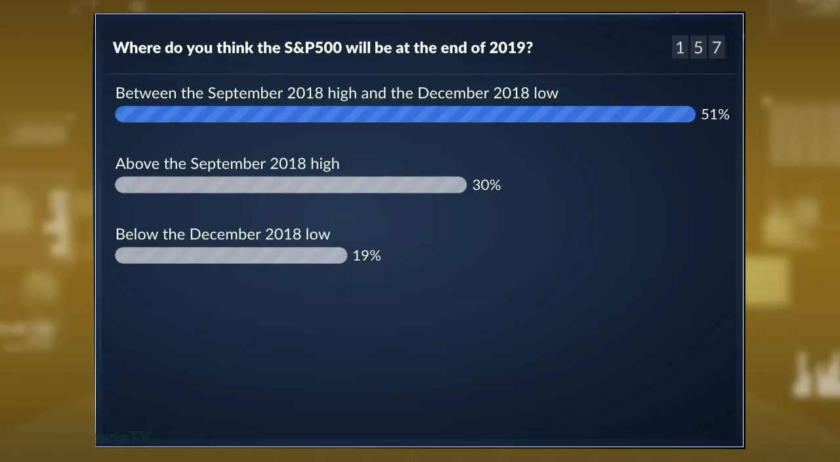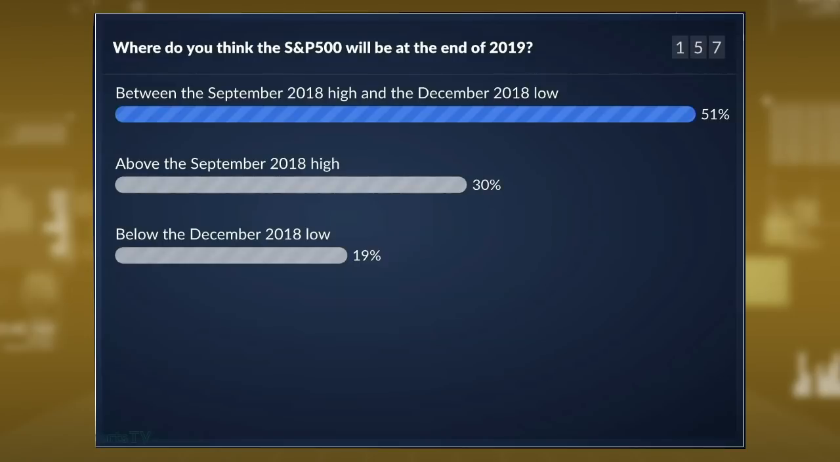Okay. All right, well, here is the result of the poll, and you can see 51% are saying that we will finish the year somewhere between the September 2018 high and the December 2018 low. I am going to go with the second choice. I think we go back and break out again later in the year. I think it'll be in the fourth quarter.